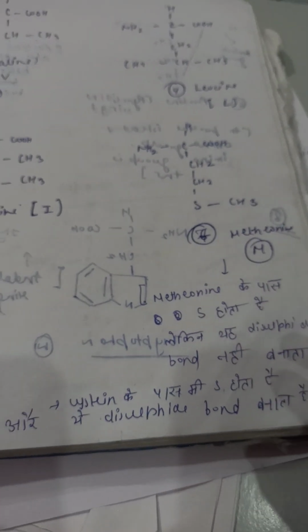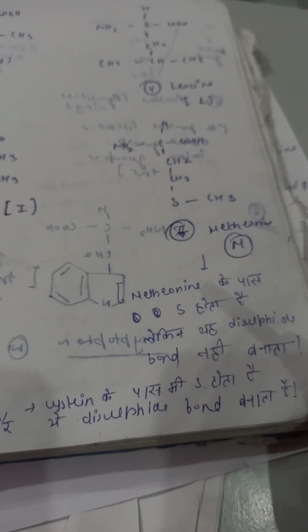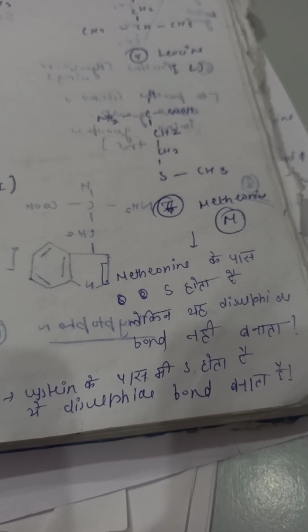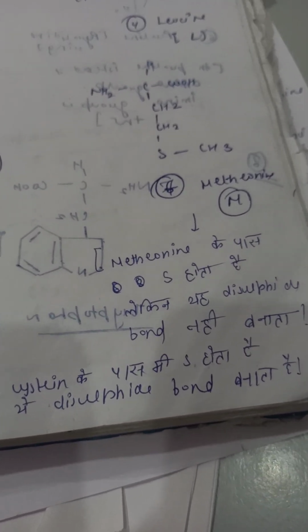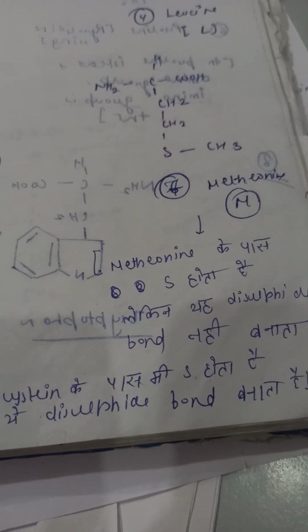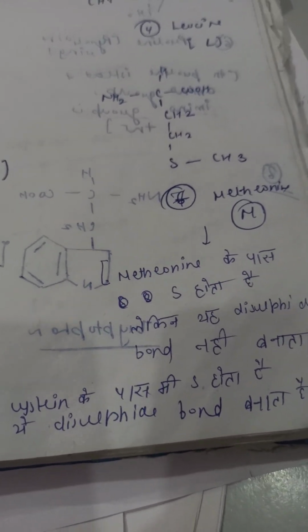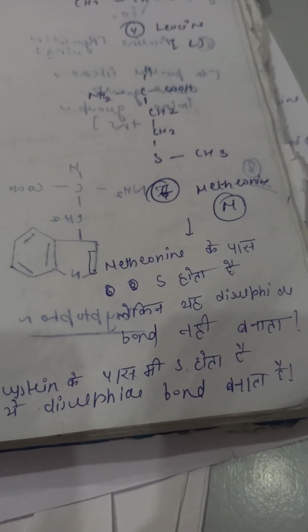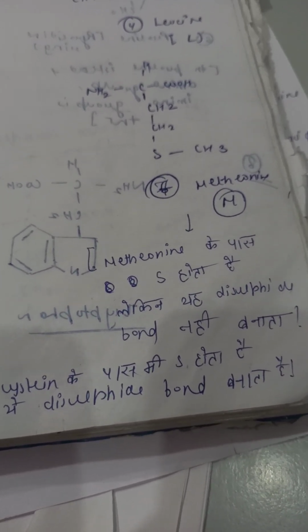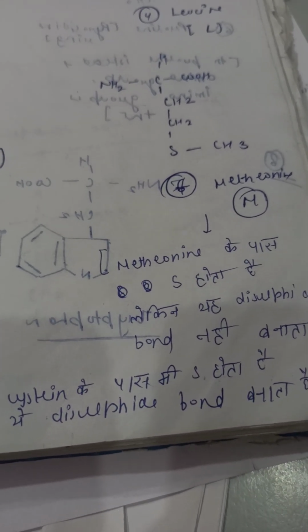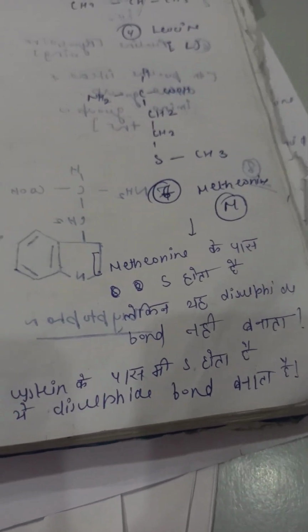The other trick which I think will be important: in methionine, sulfur is present, but still it is not able to make a disulfide bond. Cysteine also has sulfur, and it is able to make the disulfide bond. Which means methionine and cysteine both have sulfur, but methionine is not able to make a disulfide bond, whereas cysteine is able to.